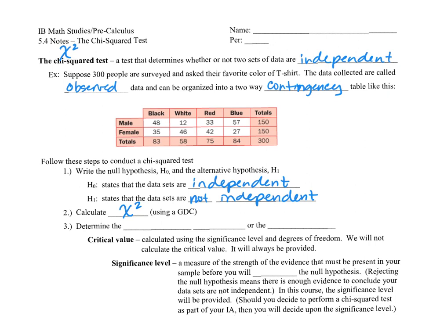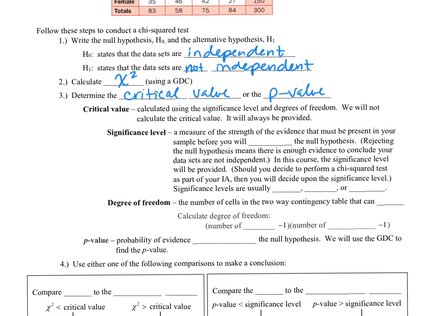Okay, a couple of other values we need to think about. One is called the critical value, and the other is called the p-value. Now, let's talk about what those values mean. A critical value is calculated using what's called the significance level and the degrees of freedom. Good news for us, in this course, we will not ever have to calculate that critical value. That critical value will always be provided. So we don't have to calculate it, but I want you to think a little bit about what these two quantities, the significance level and the degrees of freedom, mean.